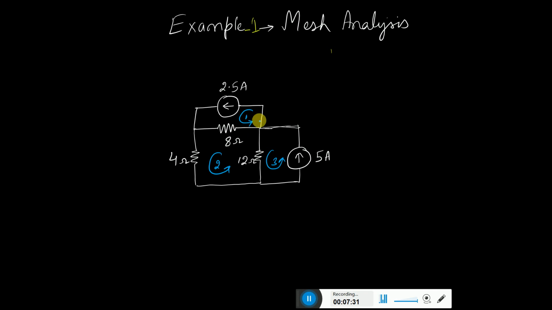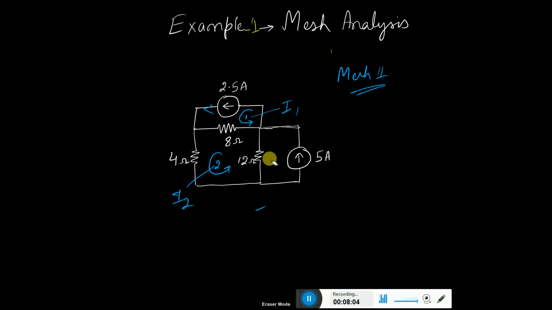The good thing about this problem is that we do not do a lot of work, because of mesh 1 and mesh 3. In mesh 1, in this wire, whatever current is flowing is 2.5 ampere, already decided in this wire. So the current in mesh 1 is, let us say, I1, the current in mesh 2 is I2, and the current in mesh 3 is I3.